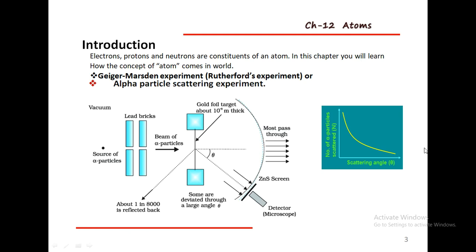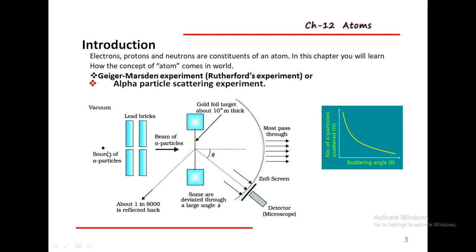Firstly, we'll discuss the Geiger-Marsden experiment, also known as Rutherford's experiment or the alpha particle scattering experiment. Geiger and Marsden were students of Rutherford, and they performed this alpha particle scattering experiment. They took a vacuum medium, so all this apparatus is considered to be in a vacuum, and they took a source of alpha particles.